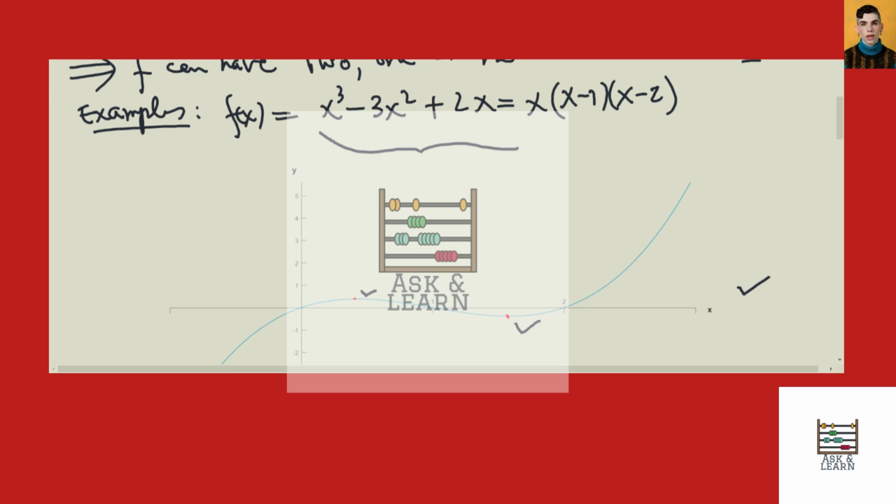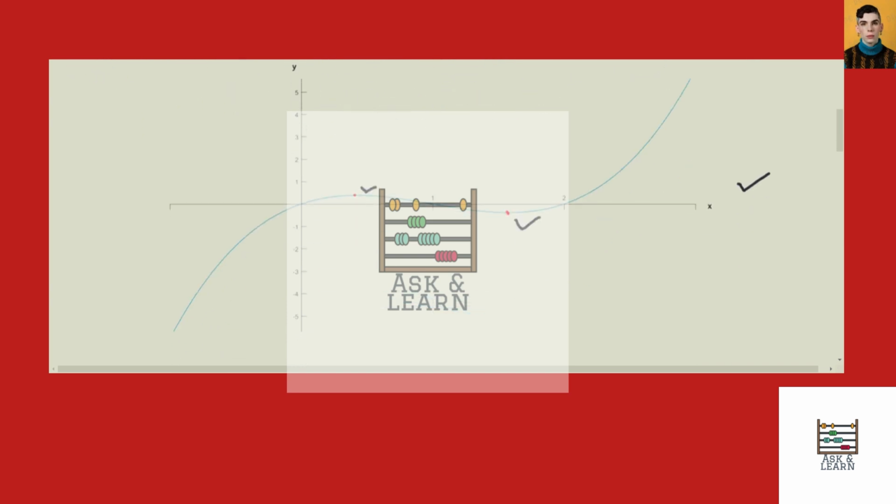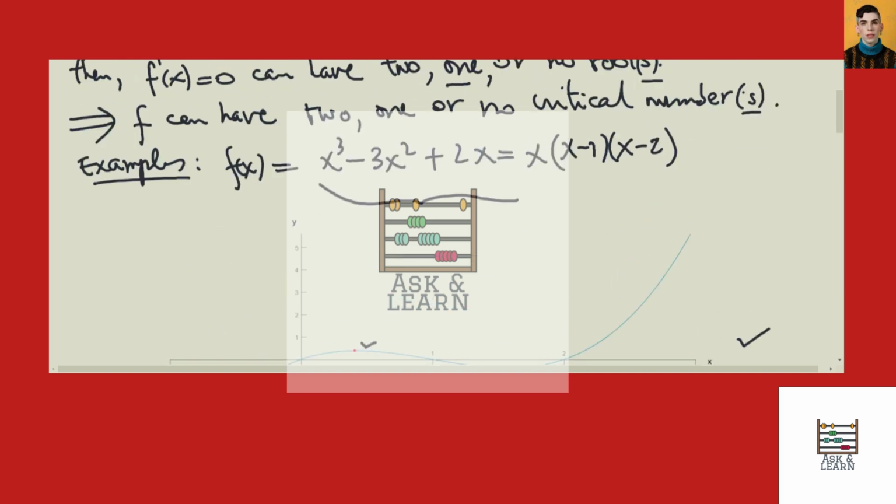That is, if we find the first derivative of this function, 3x squared minus 6x plus 2, we can see easily that that derivative has two different real roots, and these two different real roots correspond to two critical numbers of f. So another example is x cubed. So let me put here two critical numbers.